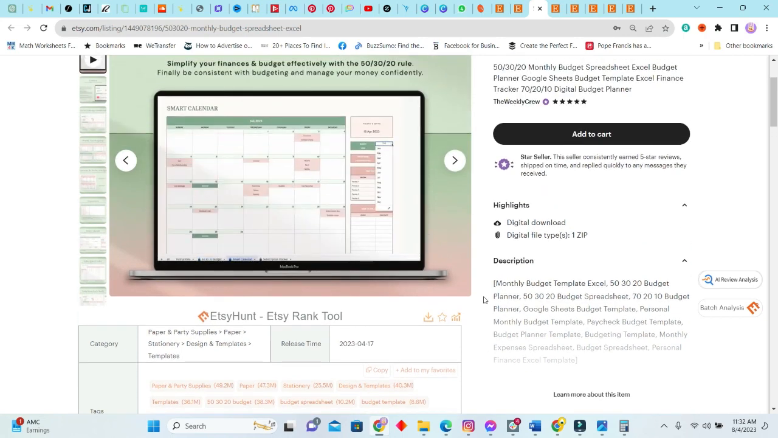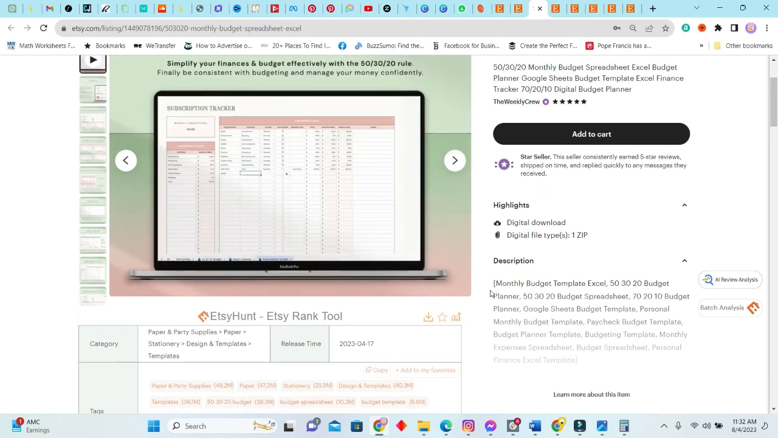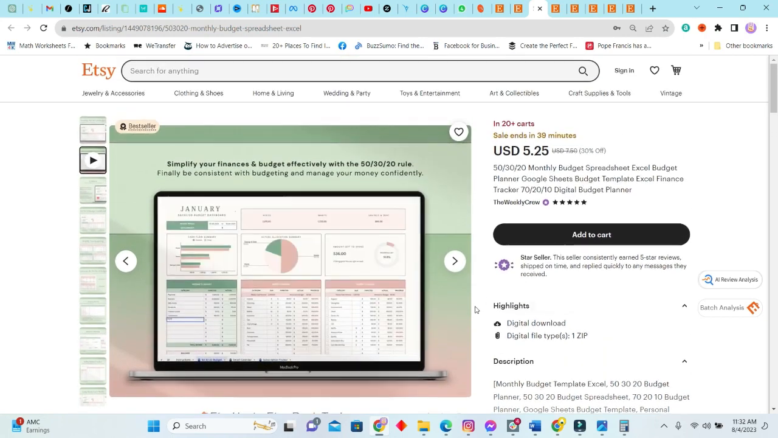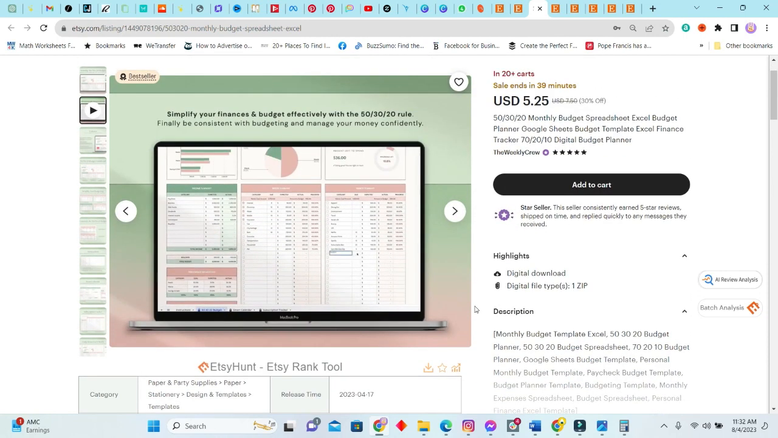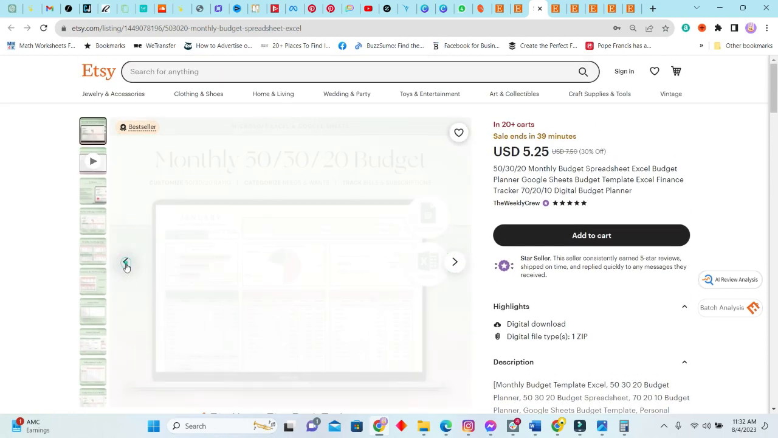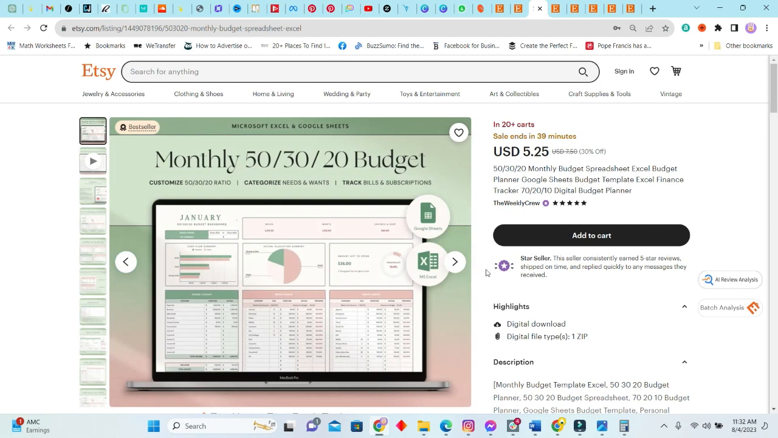Guys, if it's one thing you have to take away from this, it is that these monthly budget planners or the Excel sheets are selling like hotcakes, okay?